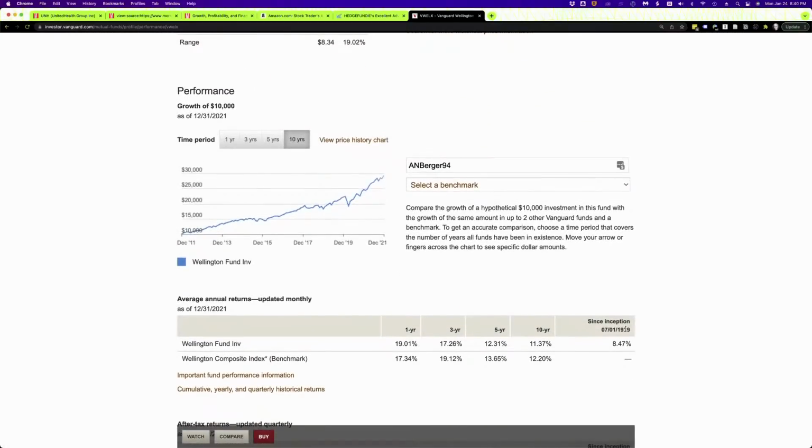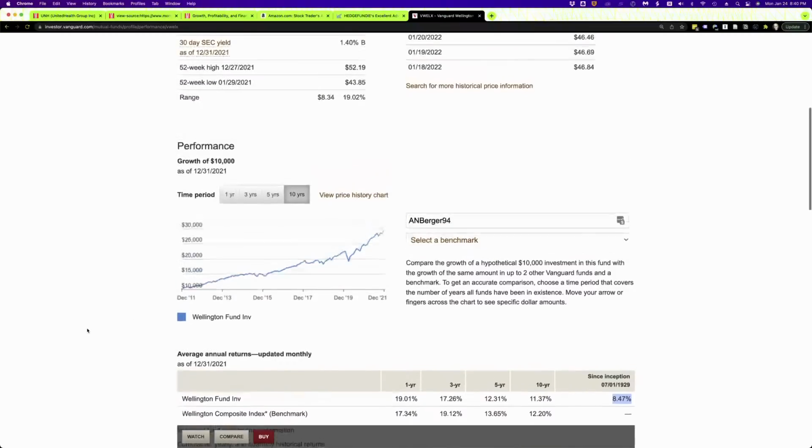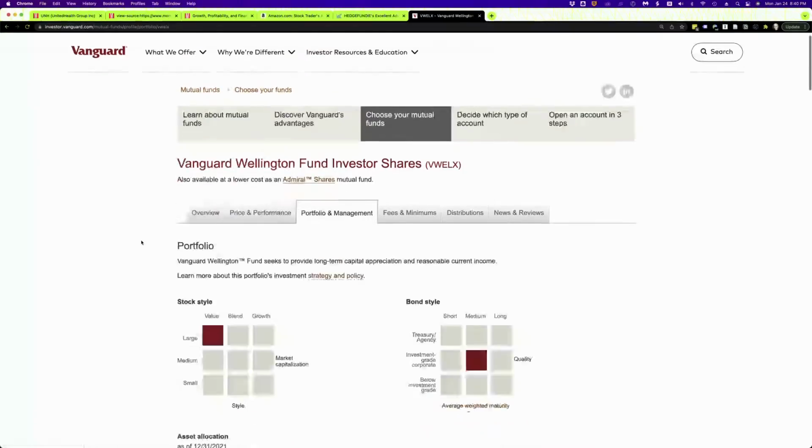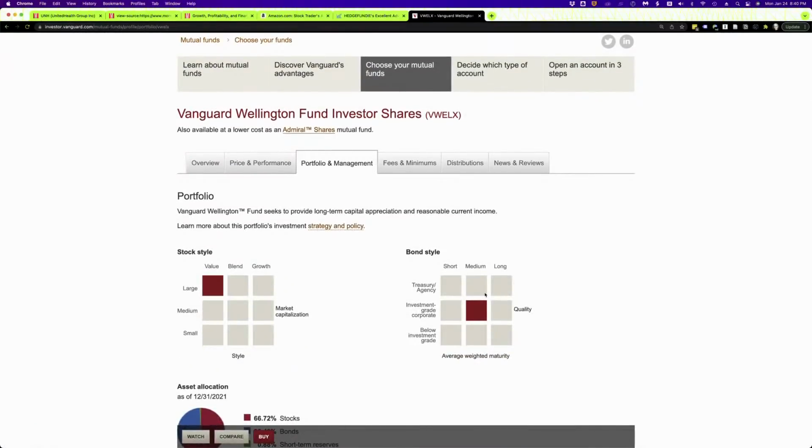Yeah, look at that. Since 1929, 8.5%. Boy, that's pretty good. Again, for a balanced fund, it's done extremely well. One thing I want to look at is the bond style. The stock style is large value, which is consistent with my own approach, even though growth has outperformed value the last 10 years.